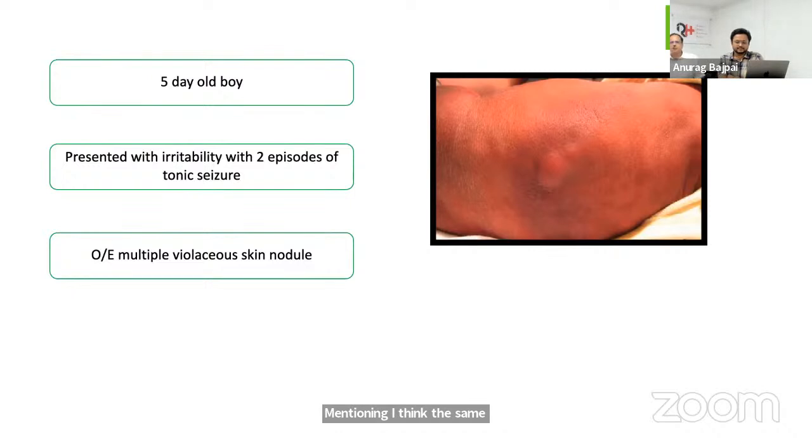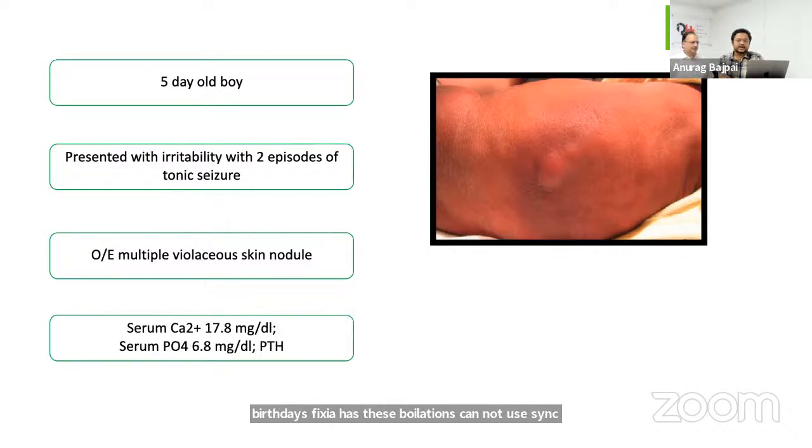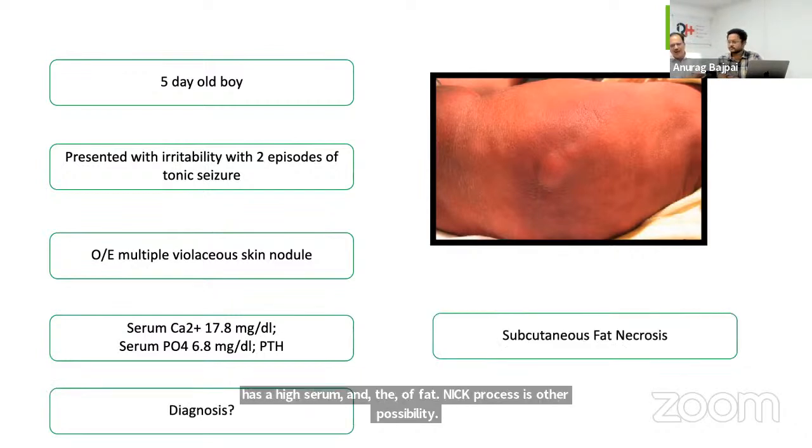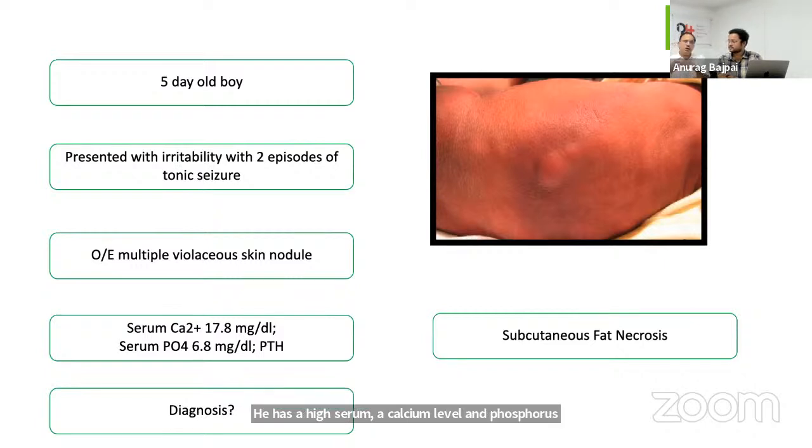So if you have somebody who has birth asphyxia and these violaceous skin nodules, think of fat necrosis as a possibility. He has a high serum calcium level and phosphorus level. And very importantly, the phosphorus level is not low. It is on the higher side, which means that the body is producing too much vitamin D, which is retaining the calcium. And again, the treatment here would be? Steroids would be the treatment. A course of steroids for 2 to 6 weeks is what we are looking at.